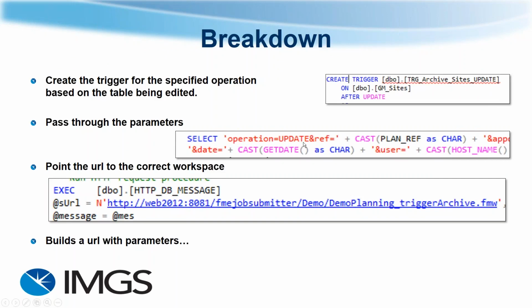And because we have set this as an update trigger, we're going to hard code that operation parameter to say, yes, it's an update. So where it's a published parameter in the workspace, it's giving you the option to push in an update, an insert, or delete. But when it comes to the trigger, because of the type of trigger that it is, it's actually a hard-coded parameter.